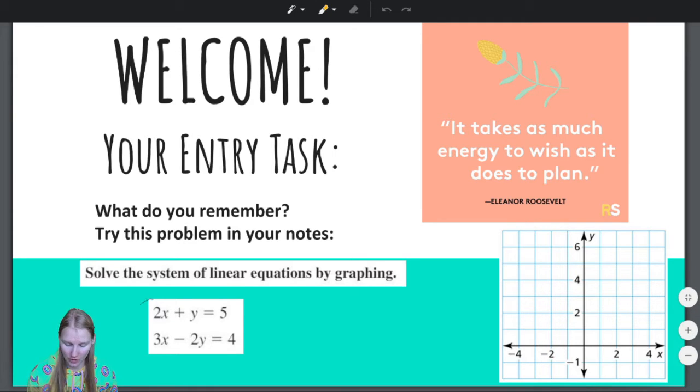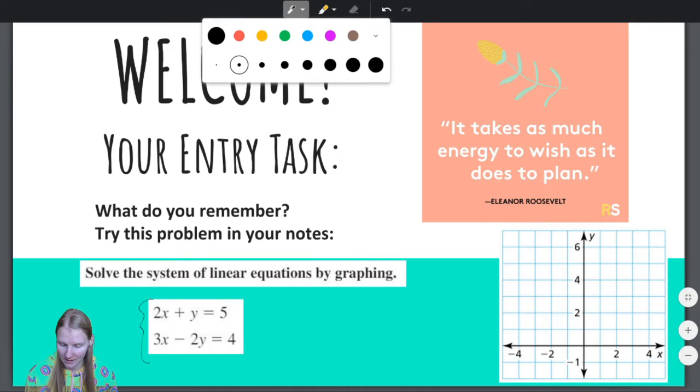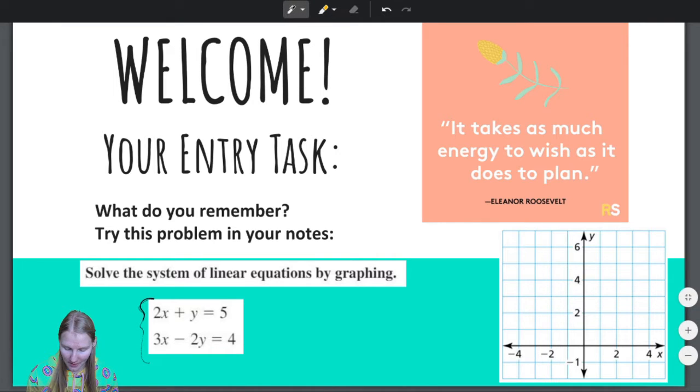So the first thing I'm going to do is make my pen a little bit bigger. There we go. First thing I'm going to do is solve each of these for y, so that I can have these in the form of y equals mx plus b, and it will make it much easier to graph that way. So for the first equation, I can see that if I just subtract 2x on both sides, that gives me y by itself.